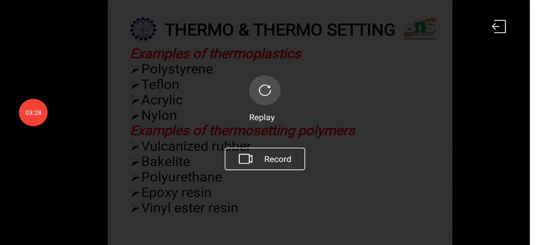So these things you have to learn. You search for other plastics. The difference between these two is very, very important to understand the properties of plastic materials.